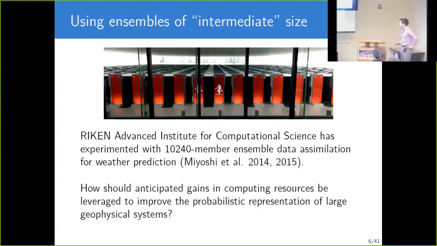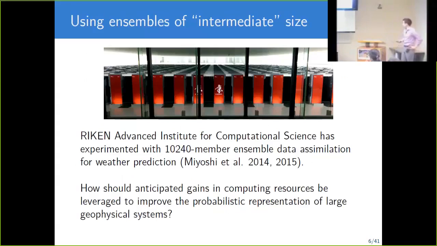And not only that, but how do we leverage the future resources or existing resources we have now to do this better? One thing I look at is how do we use intermediate size ensembles to solve this problem? Right now I'd say we use small ensembles, maybe on the order of 100 for current ensemble data simulation and forecasting systems, such as the GFS model, which uses 80 members.